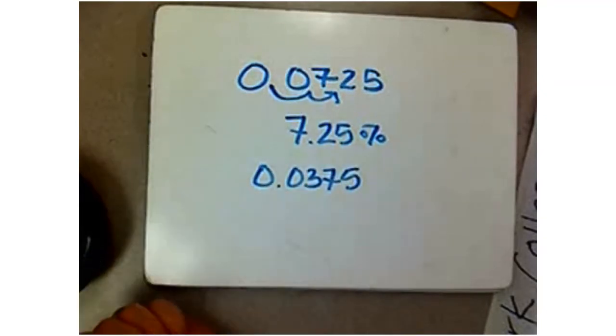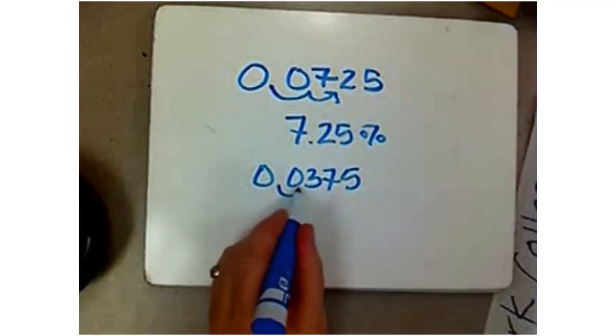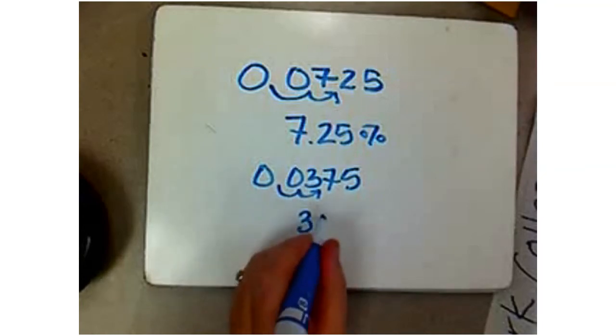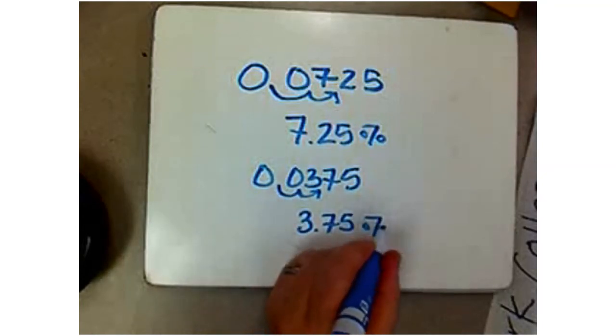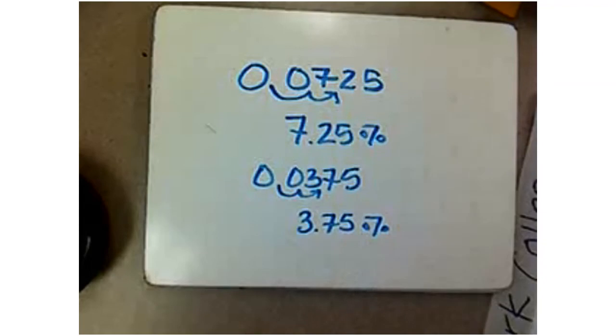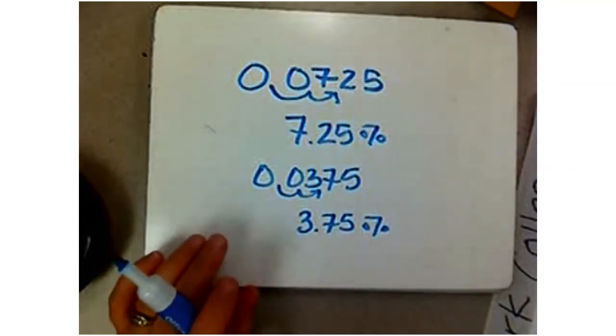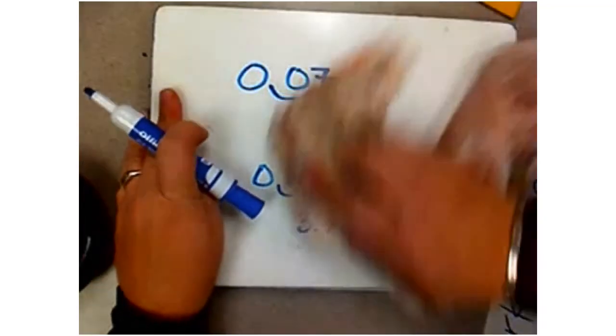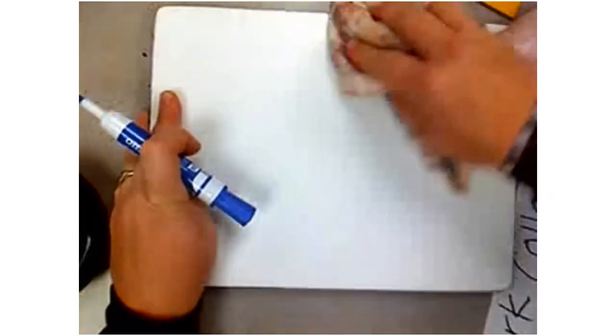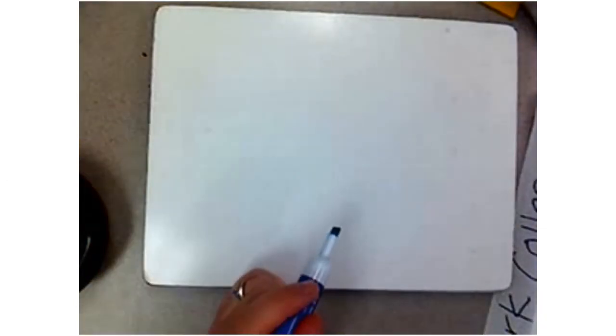Let's try it again with the you try it. 0.0375. Change it to a percent. Move the decimal 2 places to the right, and it's 3.75%. Remember to add the percent sign. Okay, so pretty basic. Go back and forth with your decimal place, whether you're changing it from a percent to a decimal or a decimal to a percent.